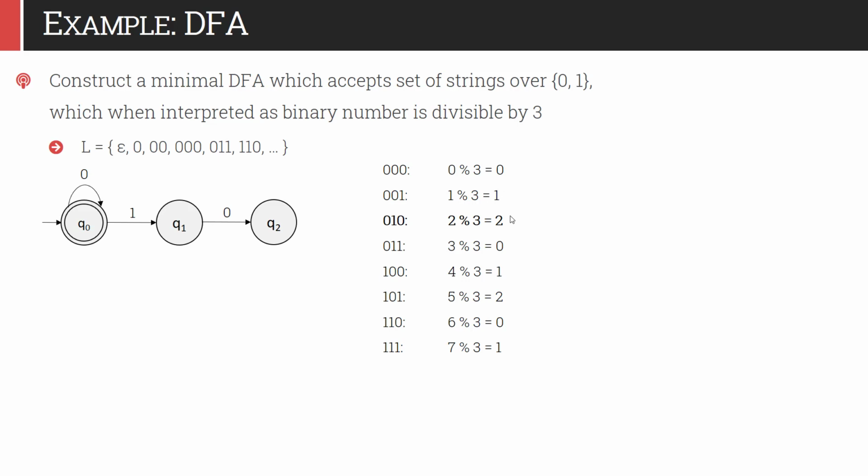From Q1, if we read 1, then our number would be 0, 1, 1. That is equivalent to decimal 3, and 3 remainder 3 would be 0. So from Q1, if we read 1, we are going back.